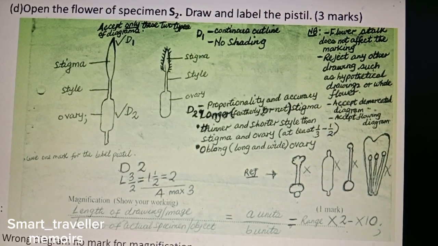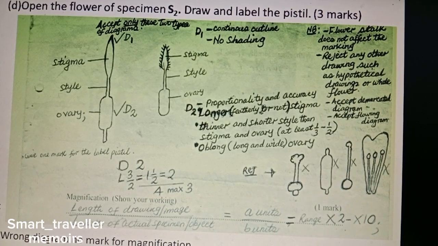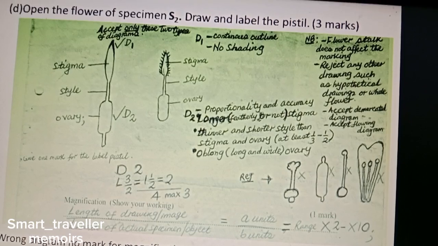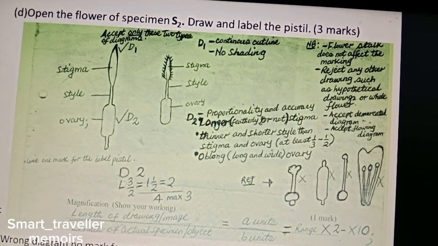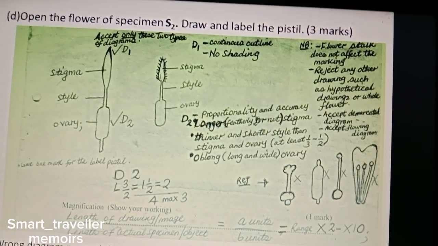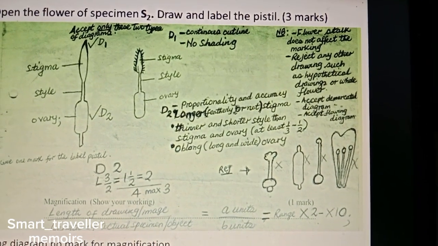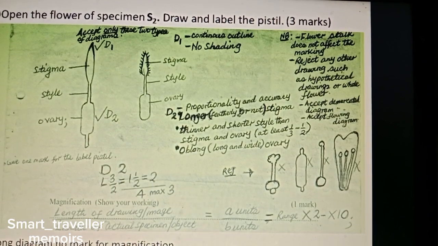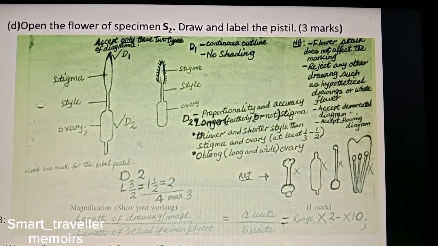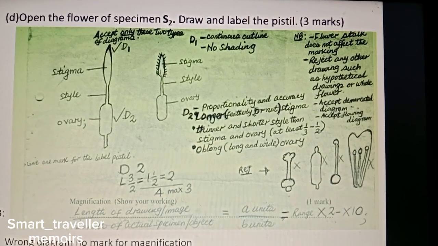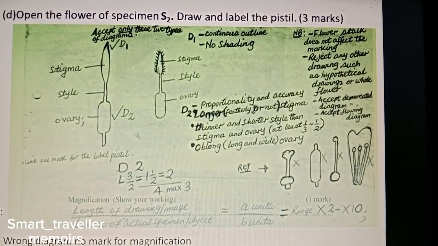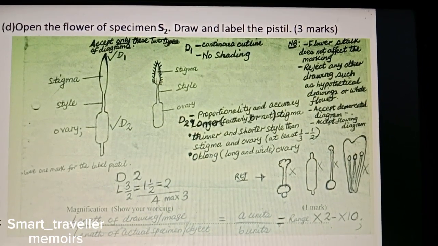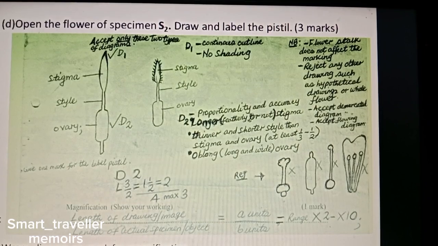Give one mark for the pistil. D2, pistil length divided by 2, 1.5, rounded off to 2. Magnification, so you are working length of drawing or image over length of actual specimen, equals A units over B units, and the range is times 2 to times 10. You could give any of those. D1, continuous outline, no shading.